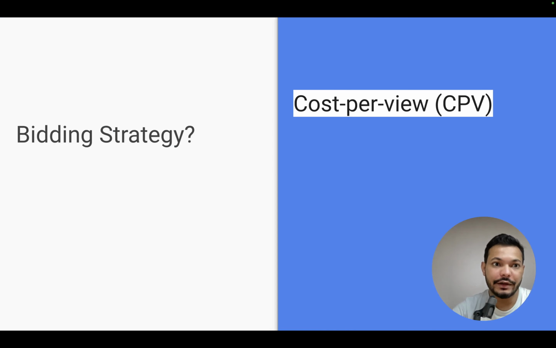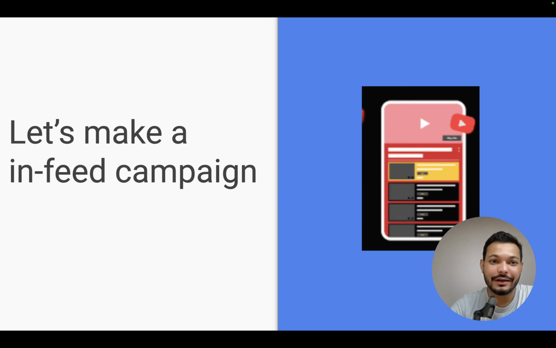Now, when it comes to the bidding strategy, we have multiple bidding strategies available in Google, starting with CPM, CPV, CPC. This campaign only runs on cost per view, which means the viewable or CPV bidding strategy. Now, we can simply jump into the process of creating an in-feed campaign.